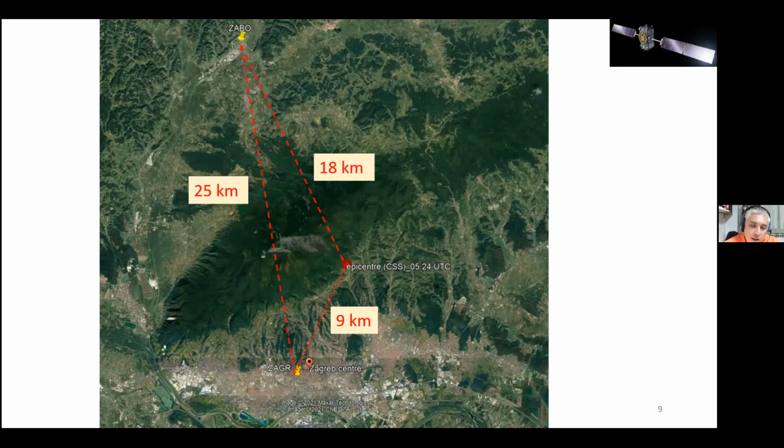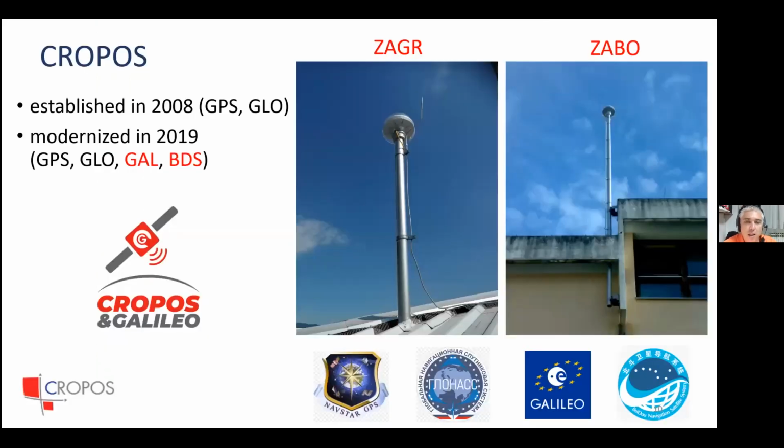If I had chosen another station much more distant, I would certainly lose the reliability of the results. Additional slide about these two stations. You can see on the right-hand side there is a picture of the antenna of the Zagreb and the Zabok station. You can see that the structure is much the same.